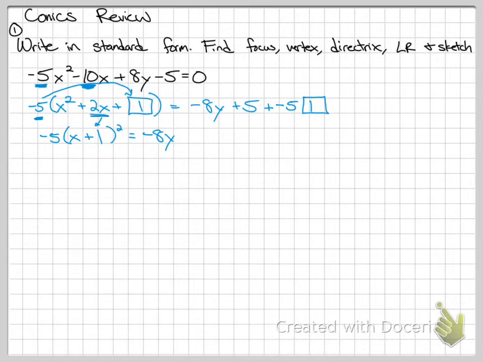Then remember, in order for it to be in standard form, your x squared needs to be all by itself. You need all the coefficients on the other side. So to move that negative 5 to the other side, you're going to divide by negative 5. So in standard form, (x plus 1) squared equals negative 8/5 y.